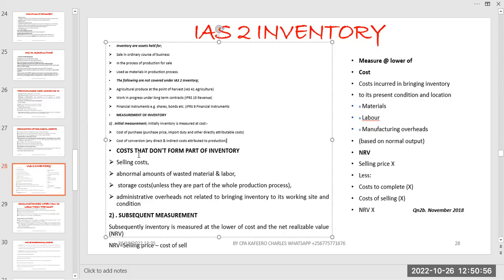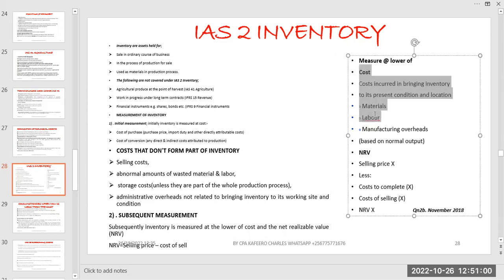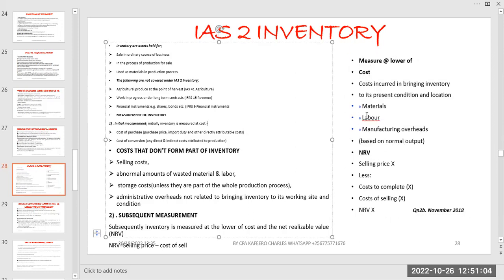So I've got some of how we determine the cost. It is here. Leave alone this NRV. We are going to talk about it subsequently when we are reporting. But the cost, we say the cost includes the cost incurred in bringing the inventory to its present working condition and location.